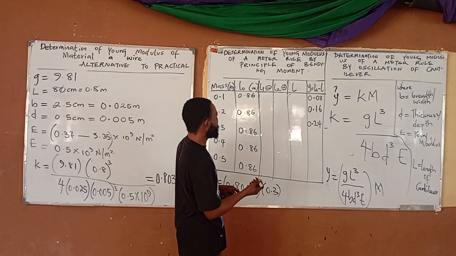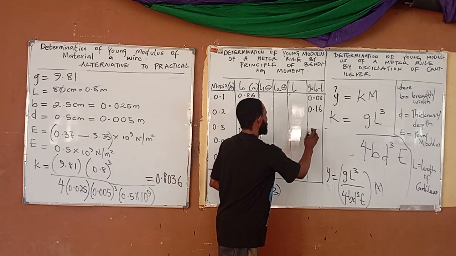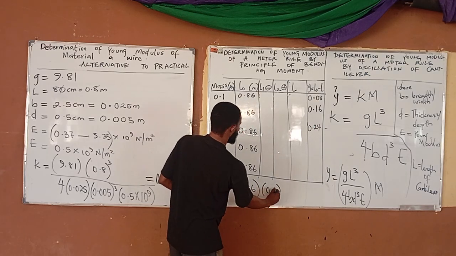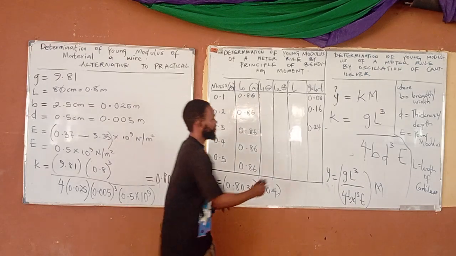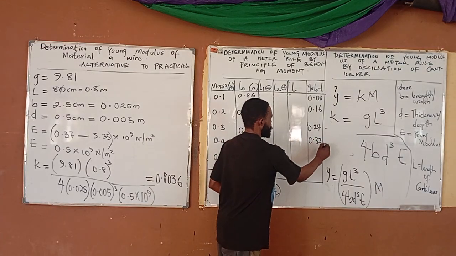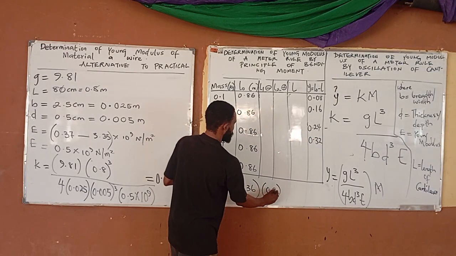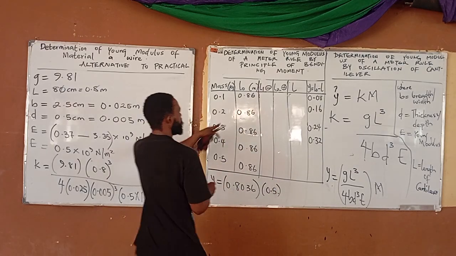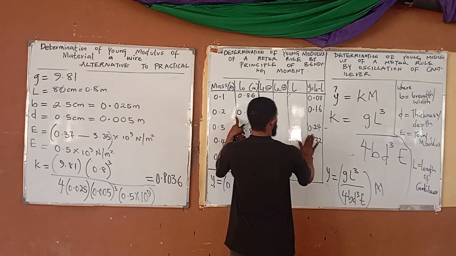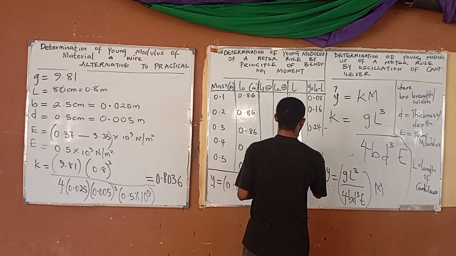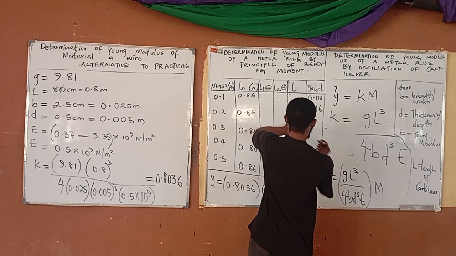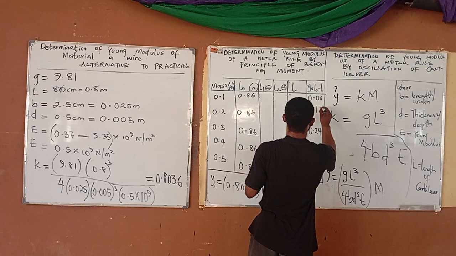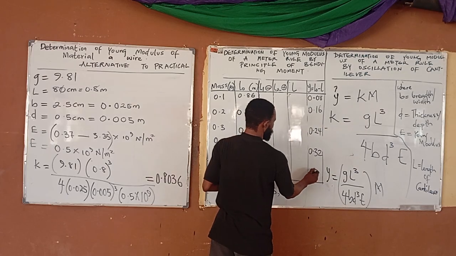I wish you are following me. Are you following me? So 0.24, then times 0.4, 0.32. Okay, times 0.5, 0.40. Okay, this one is 0.40.